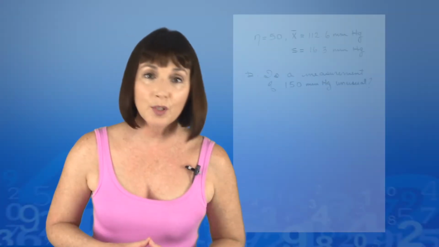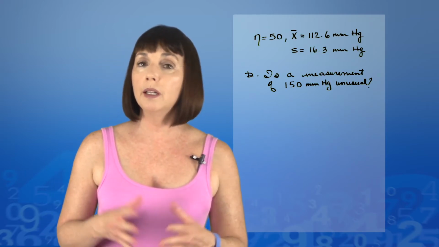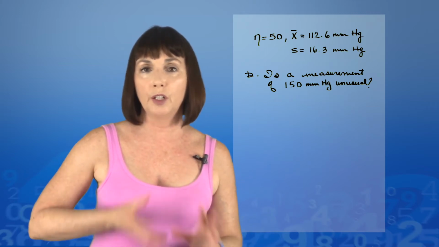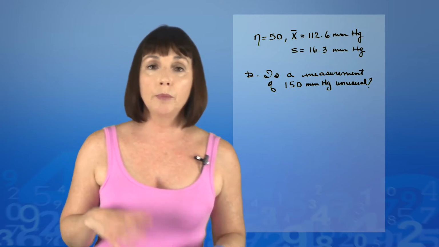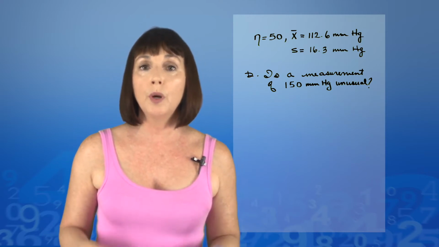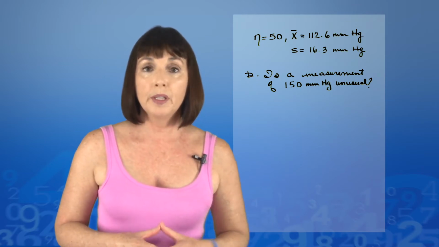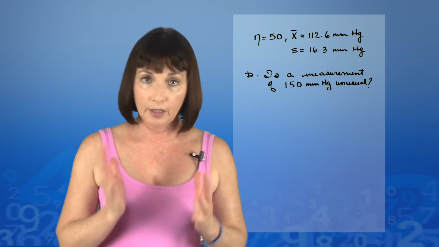Okay, here's our next question. Is a measurement of 150 millimeters of mercury unusual? To do this, we need to figure out usual values. Now, the maximum and minimum usual values are equal to the mean plus or minus 2 times the standard deviation. In this case, we're interested in a value that is greater than our mean.